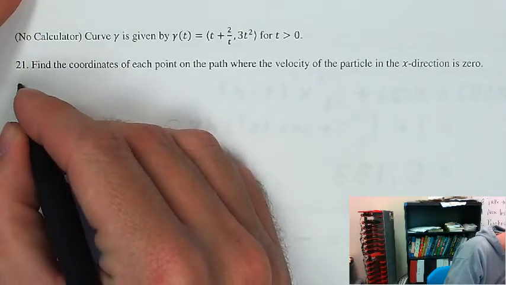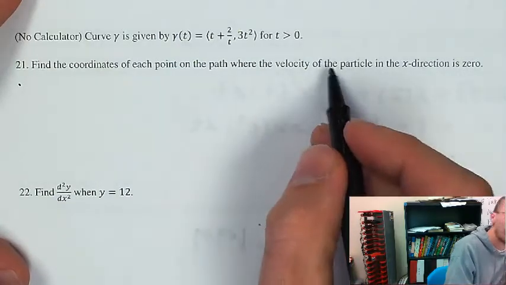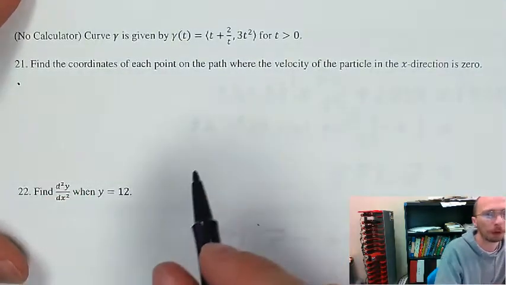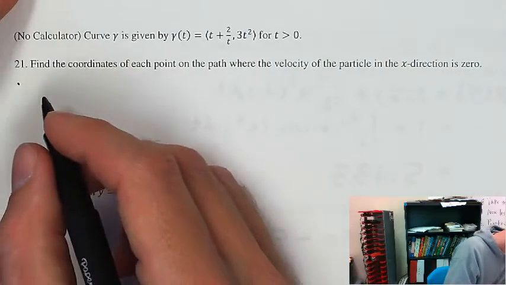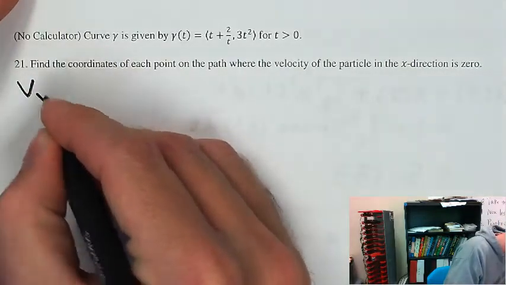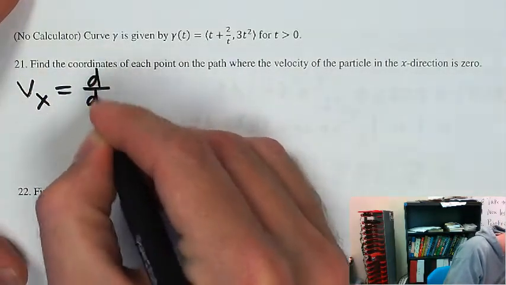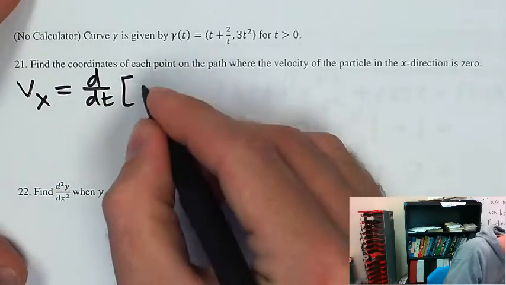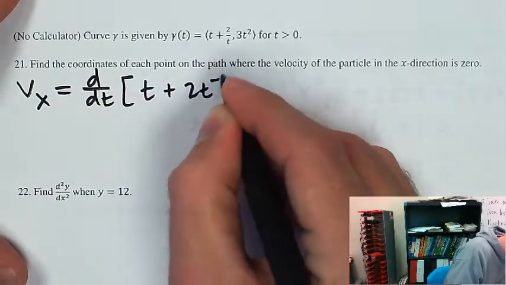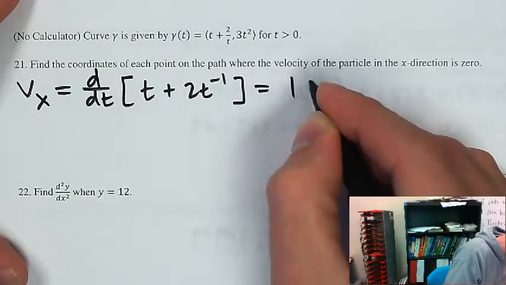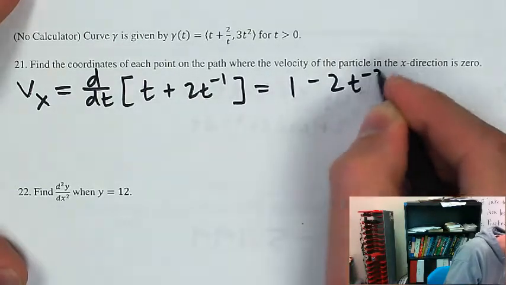Nobody said anything about a particle moving, but I think this is just part of a question that I clipped. So Vx is the derivative with respect to time of t plus 2t to the negative 1, which is going to be 1 minus 2t to the negative 2.